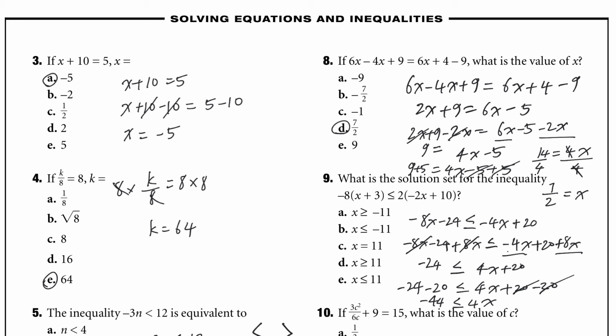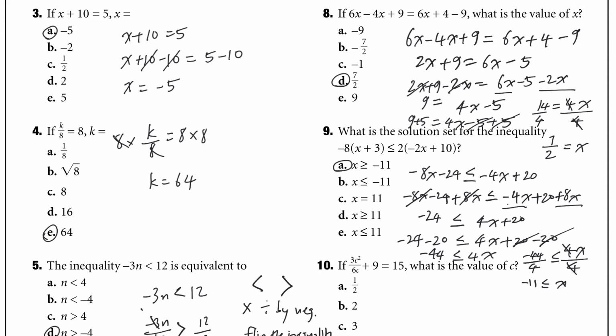Now divide both sides by 4 to get rid of the 4 here. So negative 11 is less than or equal to x. So x is greater than or equal to negative 11. That's the correct answer.